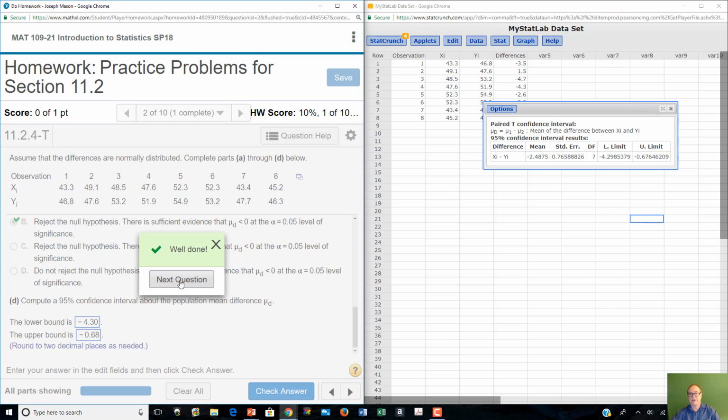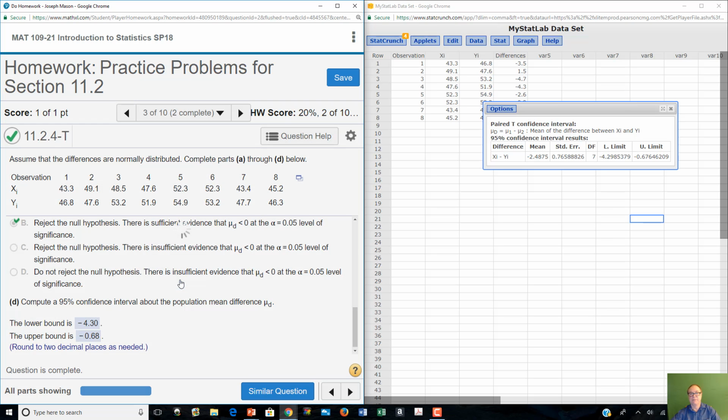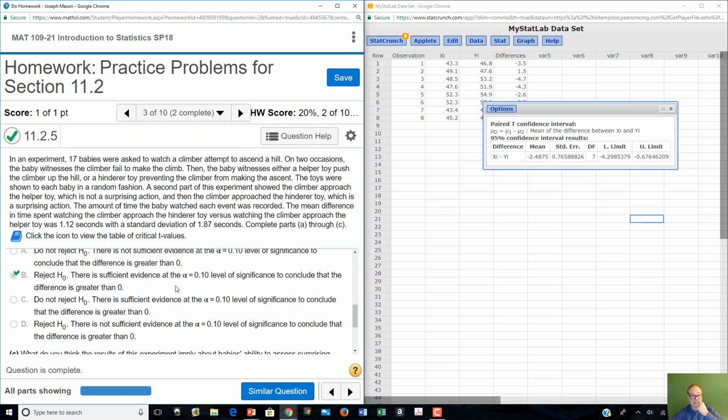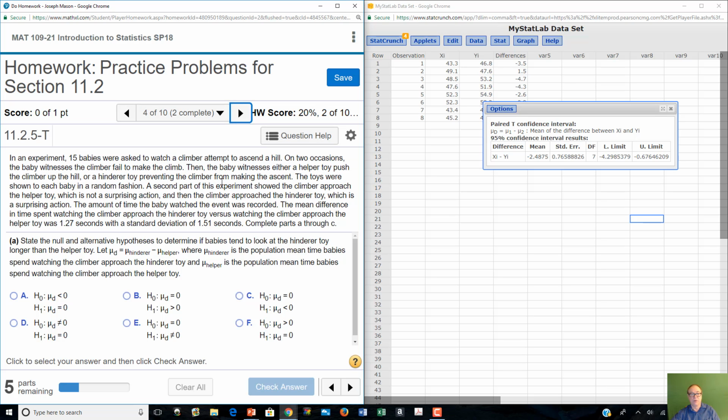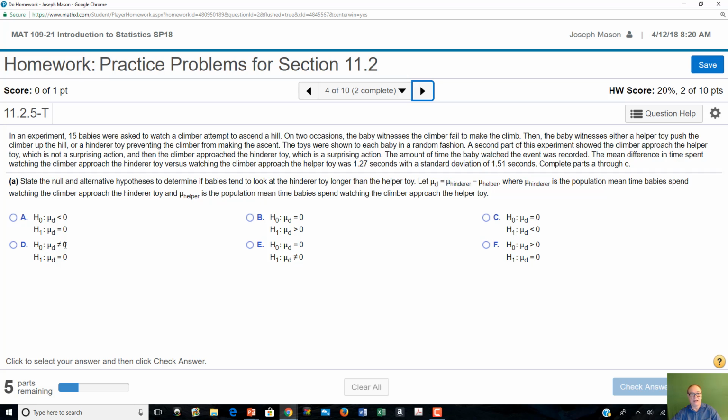Okay, and that takes care of that question. Okay? And like I said, let me go to the next question, 4. Here's a question, okay? If I read the question, 15 babies were asked to watch a climber attempt to ascend a hill. I'll just let you read the question here for a second. This is problem number 4 in your homework for 11.2.